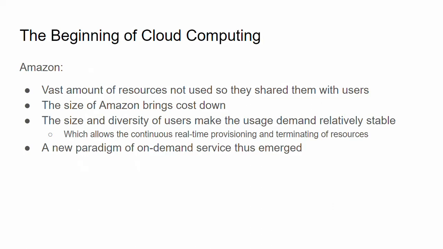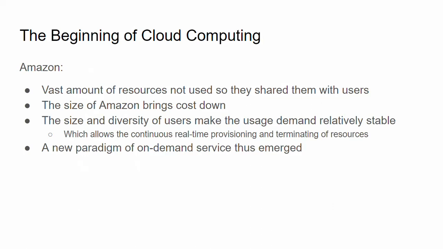At the very beginning, it was just a regular data center service, just providing compute and storage to their customers. But because of the size of Amazon, two things come to the table. One is that the size of Amazon brings cost down. As you have a huge fleet of data centers and you run the business the same way in each and every data center, it reduces cost. And the second, more important thing is the size and diversity of users. There are a lot of users, and these users can be anywhere in the globe, across different businesses, having different usage patterns. So the size and diversity of users make the usage demand relatively stable.